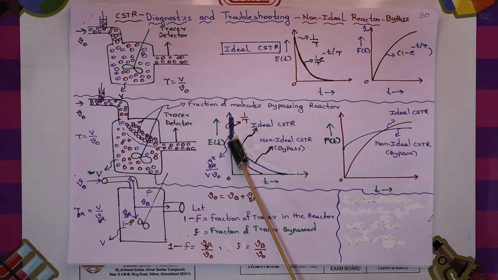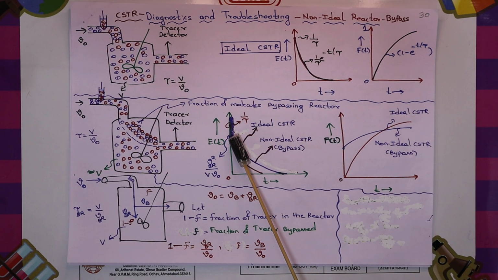The starting point of the non-ideal CSTR with bypass stream is ν_br squared by V into ν_0. The ideal one starts at 1 by tau. You can compare these two curves. The bypass stream is the blue curve and the red one is the ideal curve. So which one is on the top and which one is at the bottom? The blue one is at the top, and the red curve is at the bottom.